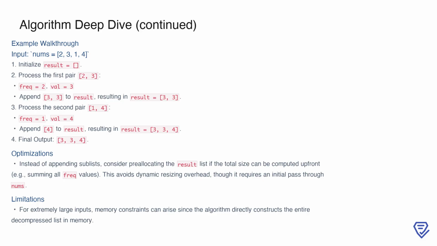While this approach is straightforward, we can optimize it in certain scenarios. For instance, if we pre-compute the total size of the output by summing all frequency values, we could pre-allocate the result list. This avoids the overhead of dynamic resizing but requires an additional pass through the input. However, this optimization may be unnecessary for most typical inputs. One limitation to keep in mind is that for extremely large inputs, memory constraints could become a bottleneck, as the algorithm constructs the entire decompressed list in memory.